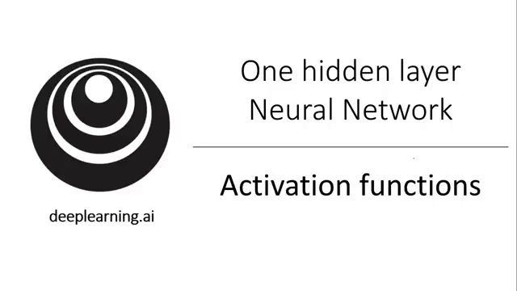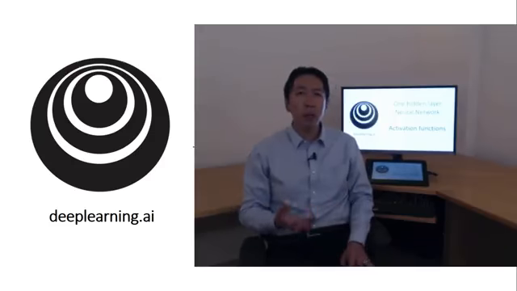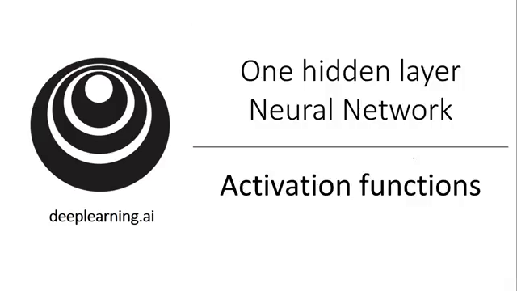When you build your neural network, one of the choices you get to make is what activation function to use in the hidden layers as well as at the output unit of your neural network. So far, we've just been using the sigmoid activation function, but sometimes other choices can work much better. Let's take a look at some of the options.